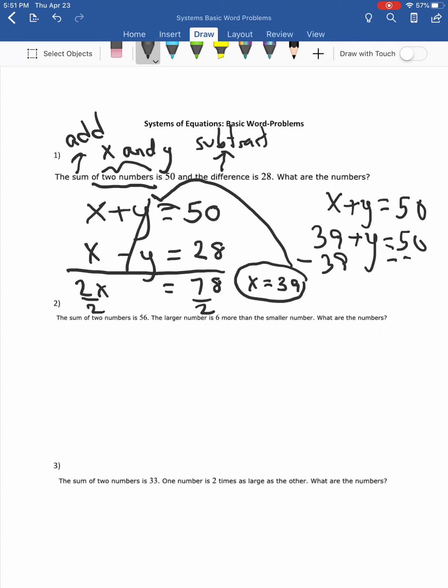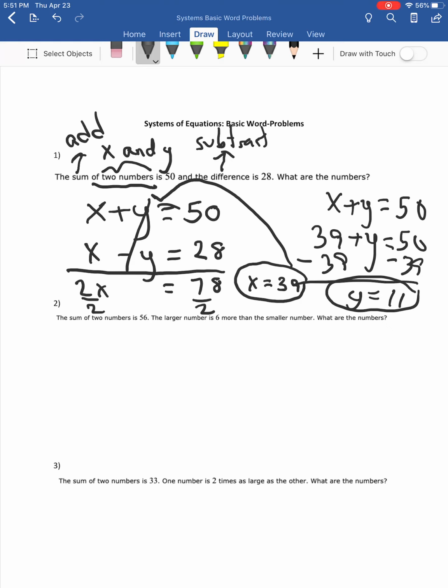Subtract. That means y is 11. Okay, so that means the two numbers are 39 and 11. Okay, and go ahead and check. Sum of two numbers is 50. Well, 39 plus 11 is indeed 50, and the difference is 28. Well, if we do 39 minus 11, we will get 28, so that works.